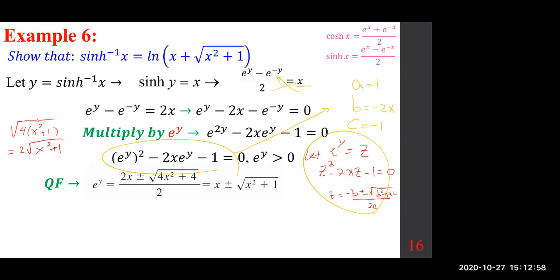So the top and the bottom, they have a common factor of 2. We drop them. I hope everybody's following that. I hope everybody's okay with that. And so we end up with e to the power of y being this.